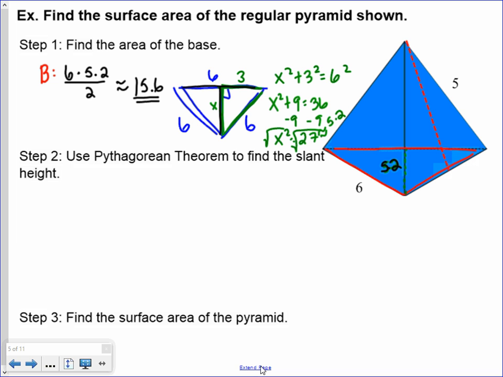Okay, I don't have a step for perimeter anywhere up here, but let's go ahead and just find the perimeter while we're here of the base.